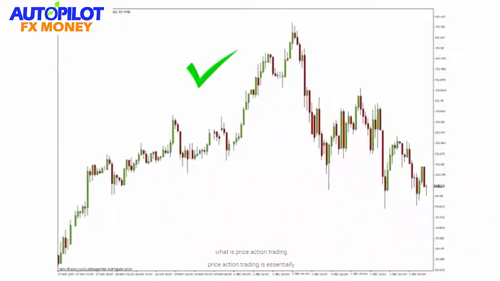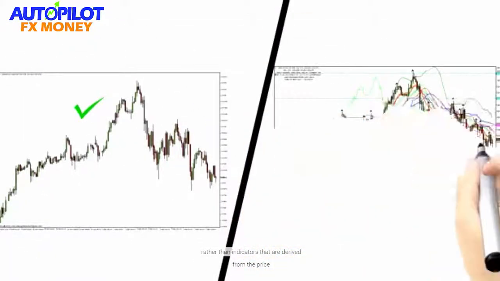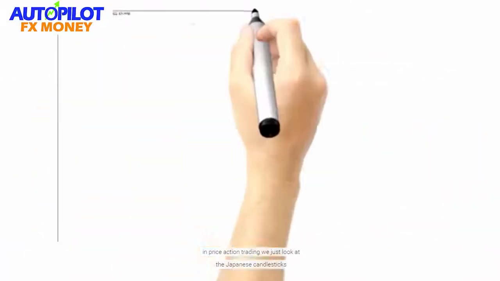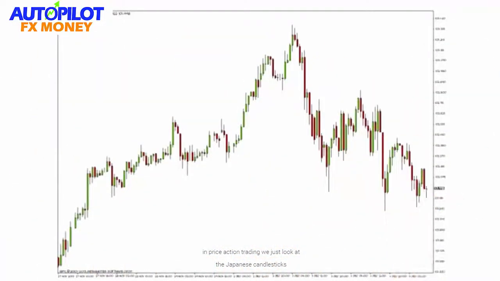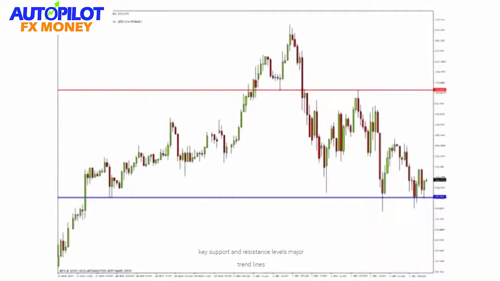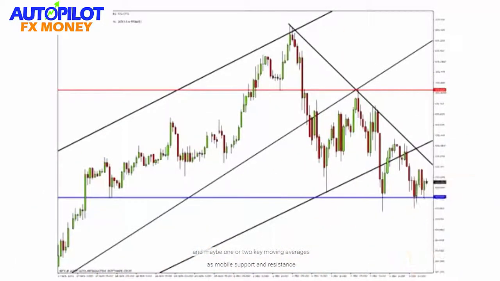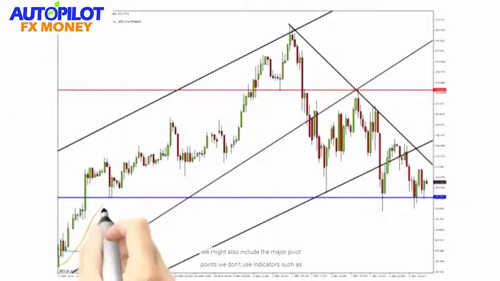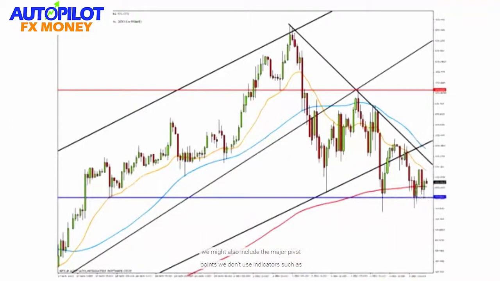Price action trading. What is price action trading? Price action trading is essentially trading by technical analysis of the movements of the price itself, rather than indicators that are derived from the price. In price action trading, we just look at the Japanese candlesticks, key support and resistance levels, major trend lines, and maybe 1 or 2 key moving averages as mobile support and resistance, and to define the higher probability trade direction. We might also include the major pivot points. We don't use indicators such as MACD, Bollinger Bands, and stochastics.